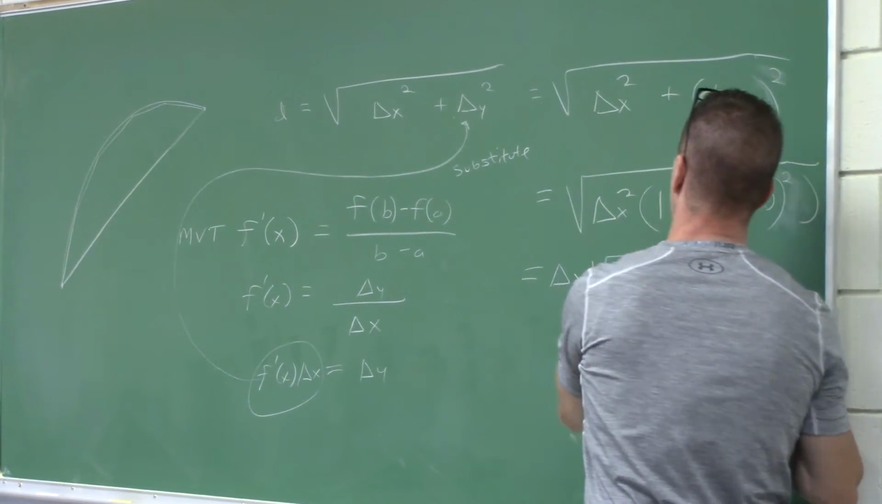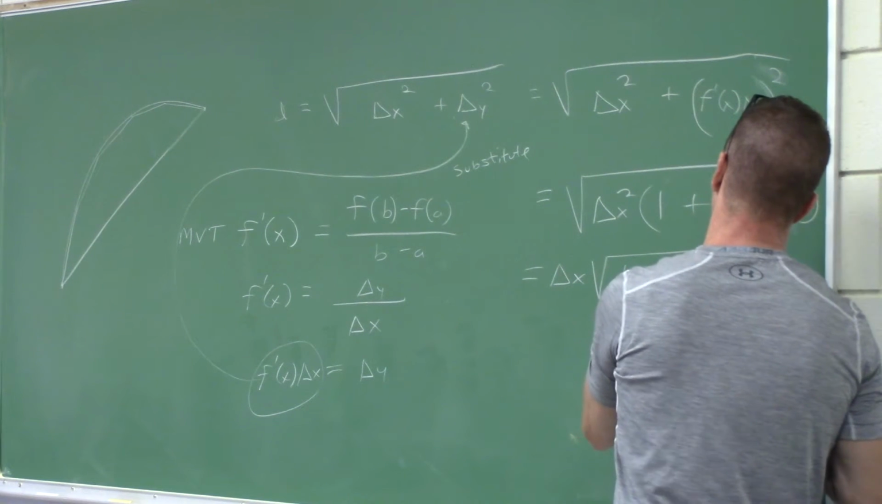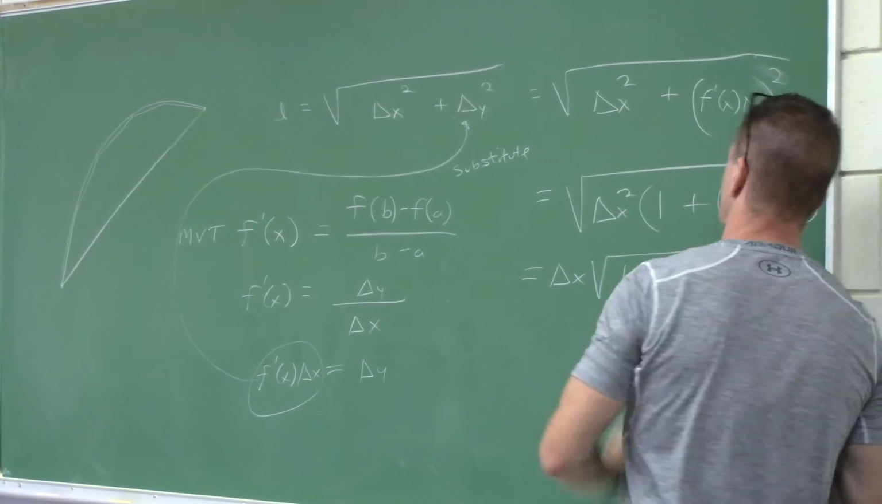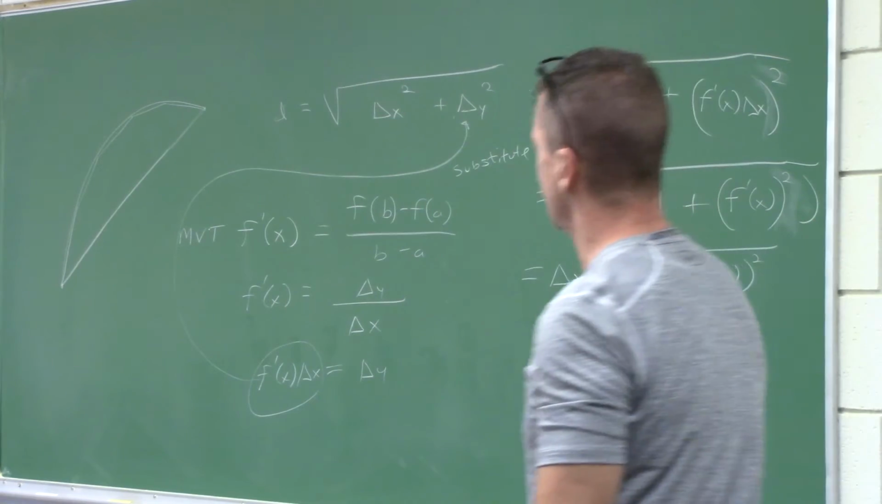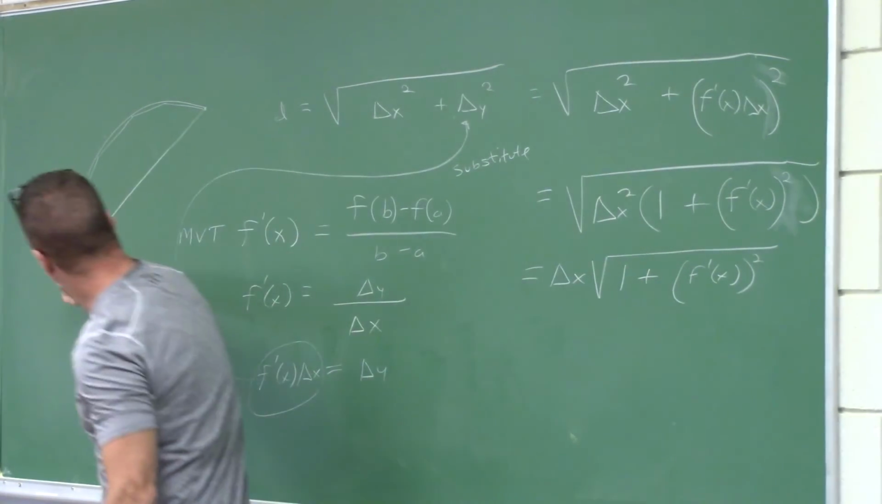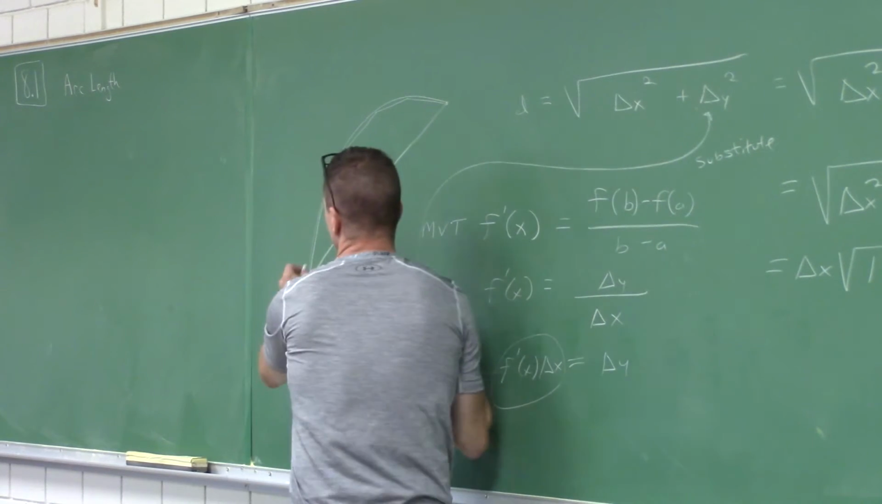All right, so now we've got something that can represent the distance between the 2 points. Cool. But that's only the distance of a straight line. Right? That's just from here to here.